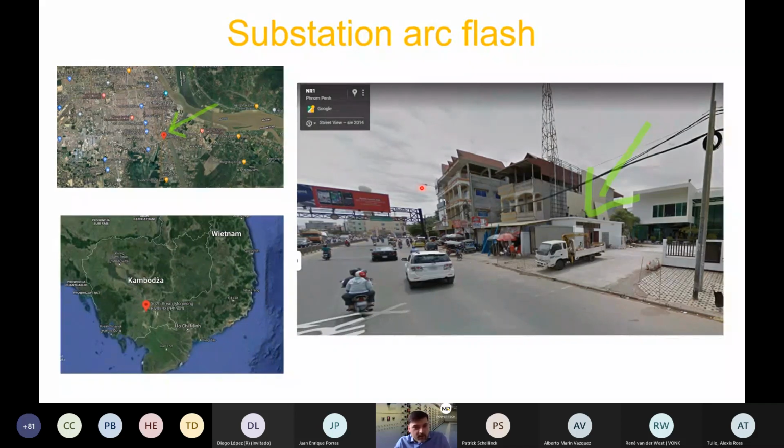I even found the place because I saw the name of a restaurant, so that was in Cambodia. It wasn't written anywhere, but I found it. I don't know how to spell this city, but that was this substation.